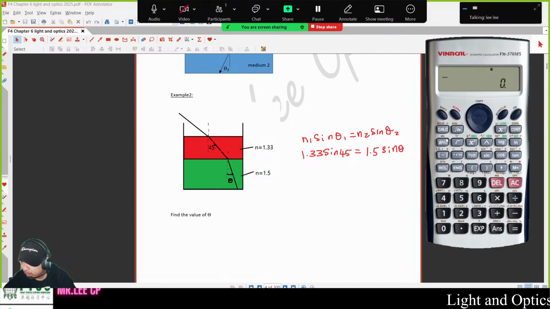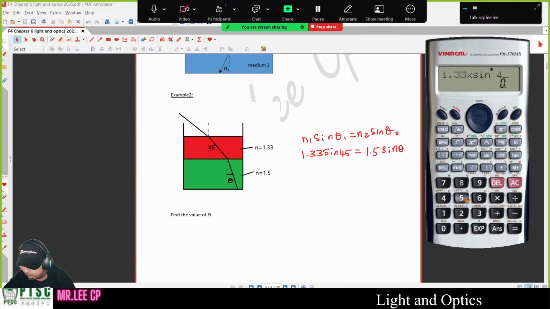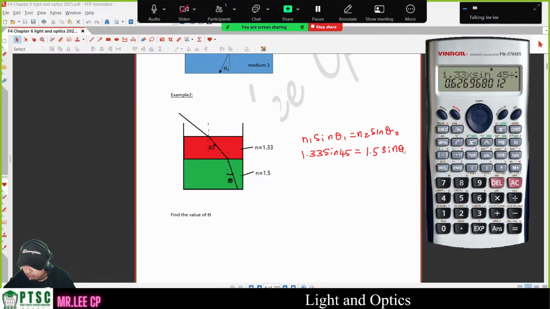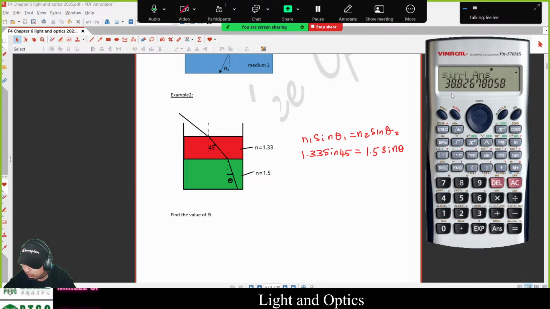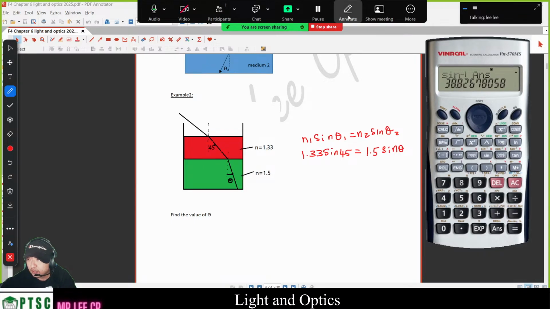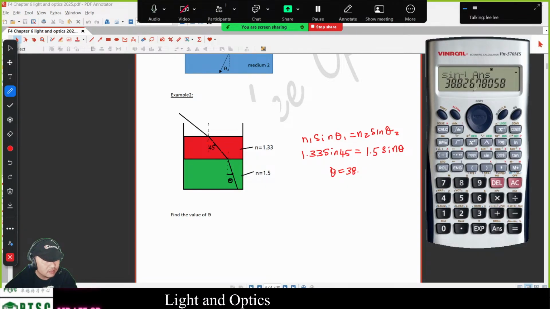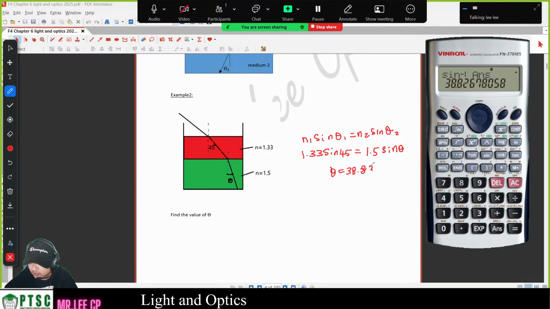So now 1.33 times sine 45, divided by 1.5, equals sine theta 2. To find theta, shift sine, and it will give you the answer 38.8. So theta is 38.8. Normally we give the answer to 3 significant figures. Right, that's all.